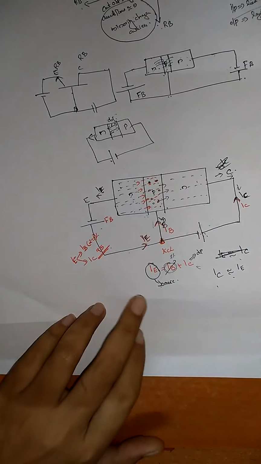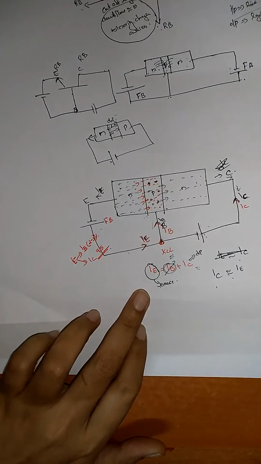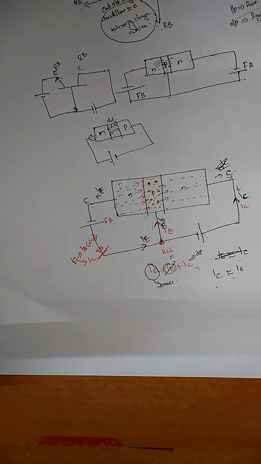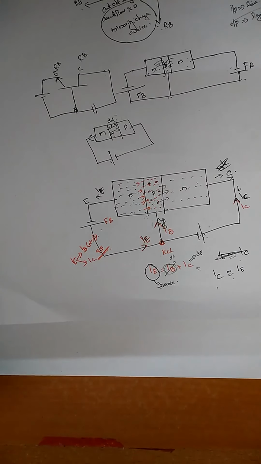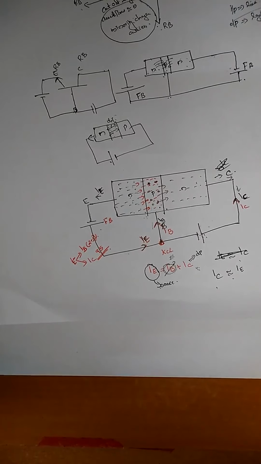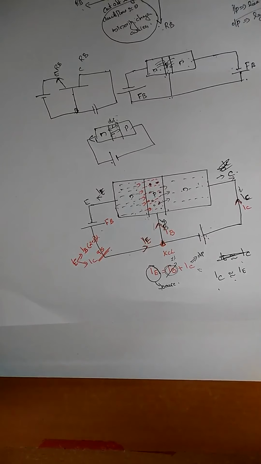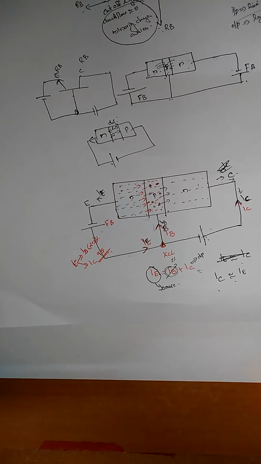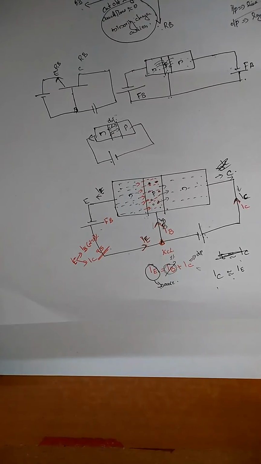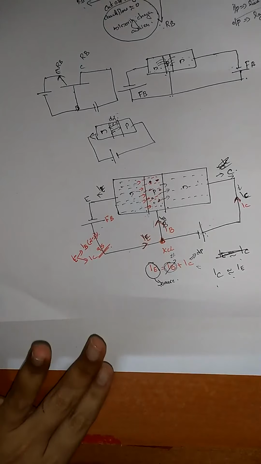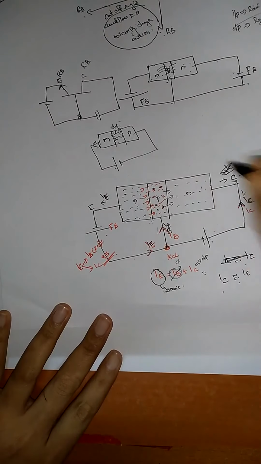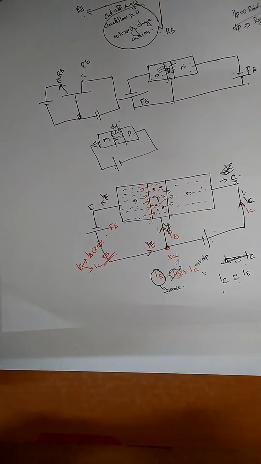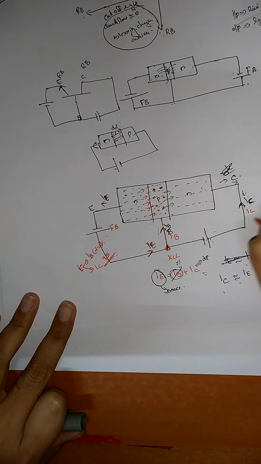So we can say IE is equal to IB plus IC, or the collector current is approximately equal to the emitter current, but it is very less in the magnitude. Okay, so IE is equal to IC plus IB. And then I should say one more thing. What is the current here? It is IC. Okay, so here this current is IC.